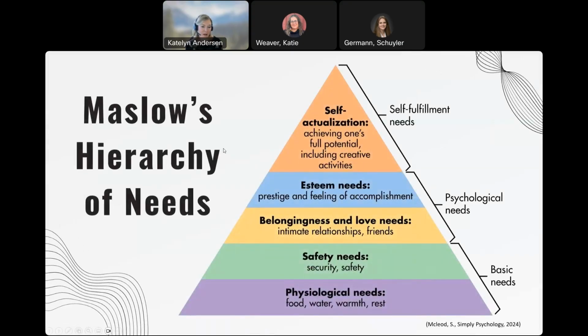So Maslow's hierarchy of needs, he places this in that third line of the psychological needs that we need for our own well-being. The basics are the physiological needs, the food, water, warmth, rest, a roof over your head. Next, if you don't have that, you can't move up the scale of this pyramid.